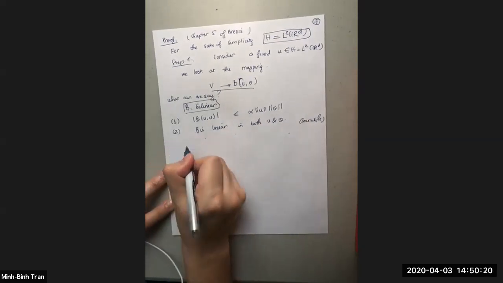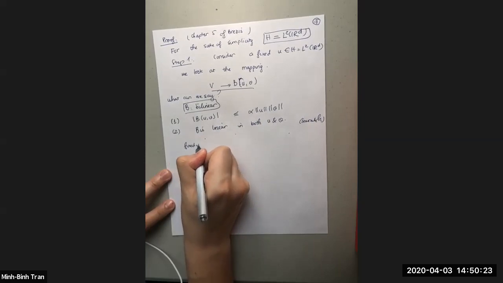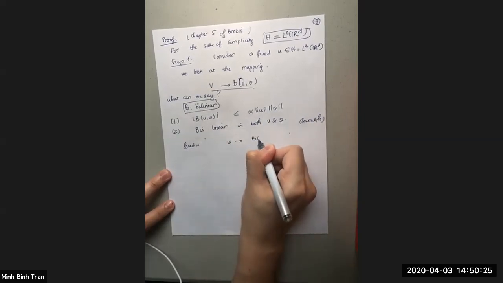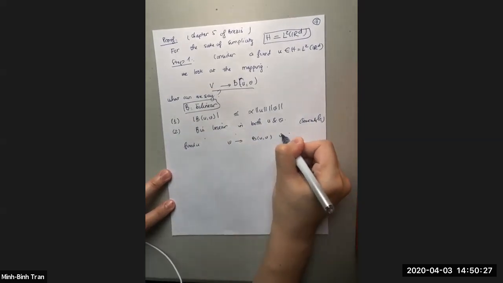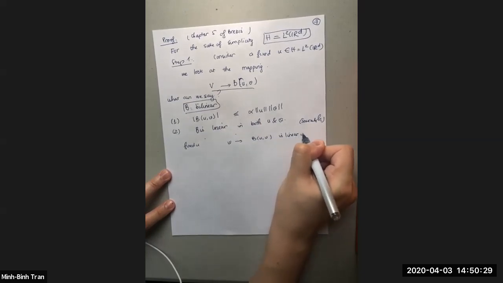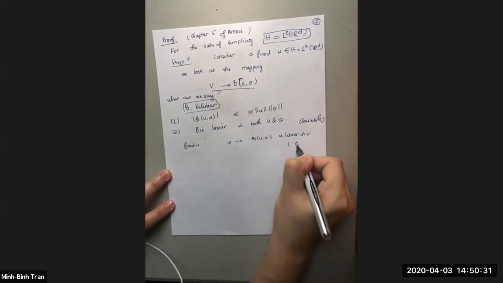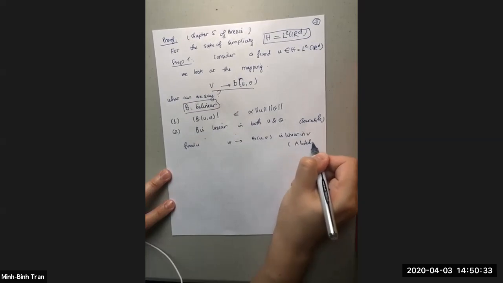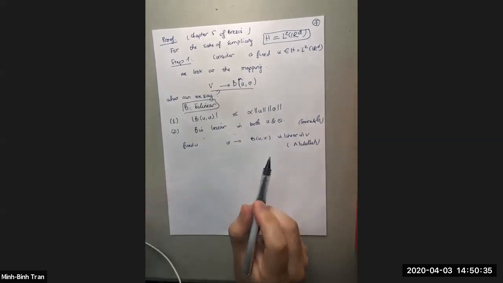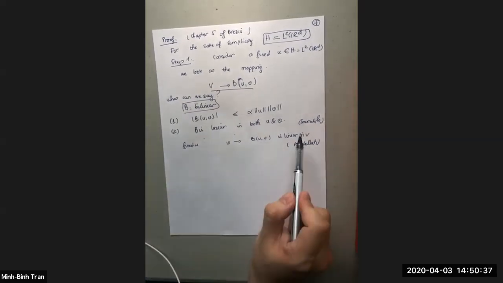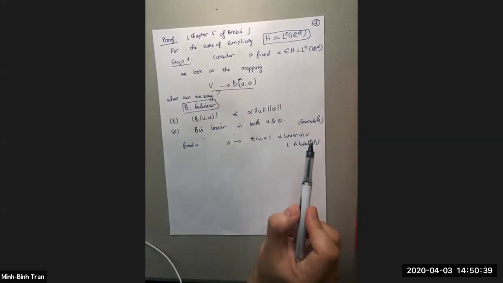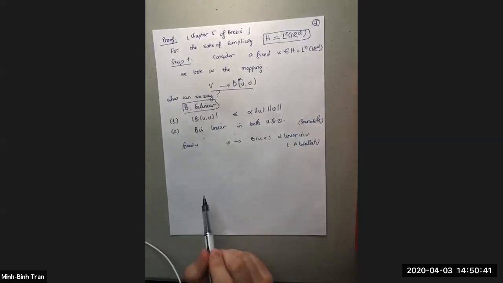And then when we fix u, B(u,v) is linear in v, right? So basically this is nothing but a linear mapping in v. This is as simple as that.